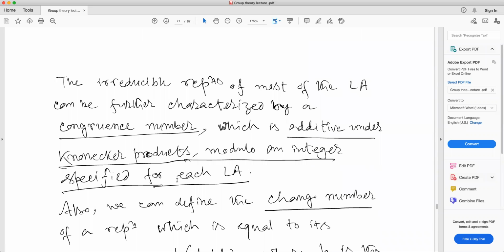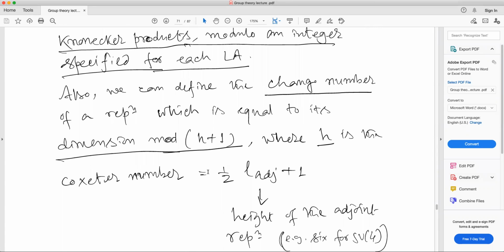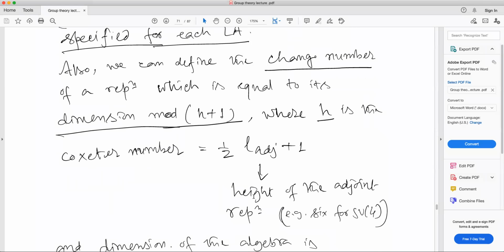Now, the irreducible representations of most of the Lie algebras can be further characterized by a congruence number. So what is this congruence number? This is additive under the Kronecker product, modulo an integer specified for each Lie algebra. We can also define the Chang number of a representation, which is equal to its dimension mod h plus 1, where h is the Coxeter number, defined as half L_adjoint plus 1, and L_adjoint is the height of the adjoint representation. For example, this is 6 for SU(4).